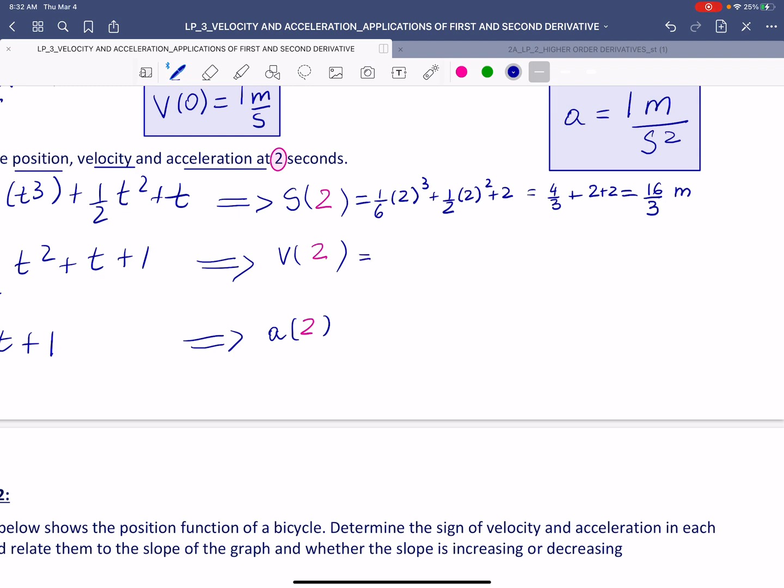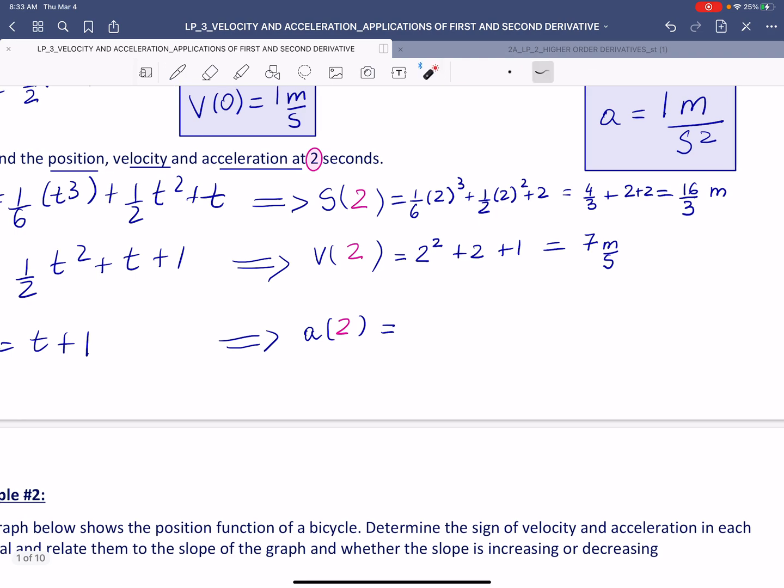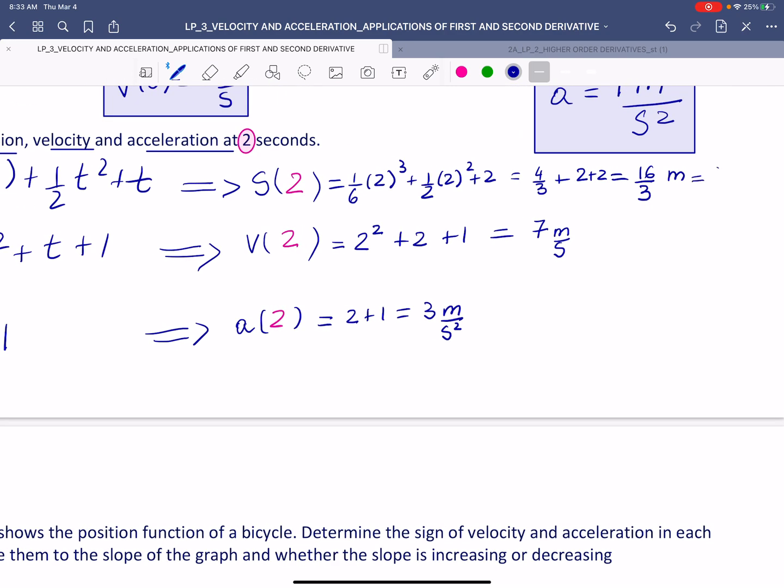At 2 seconds, the velocity will be 1/2 t squared plus t plus 1. So that means 1/2 times 2 squared plus 2 plus 1. 2 squared is 4, half of that is 2, plus 2 is 4, plus 1, 5. And same thing with acceleration. We're following the acceleration equation, and we'll substitute t by 2. So that would give 3 meters per second squared. So very careful with the unit measurements. So we got s at 2 seconds, we got v at 2 seconds, and a at 2 seconds.